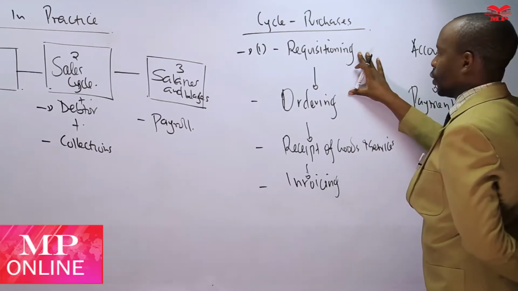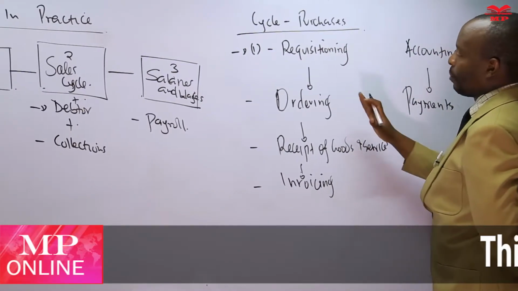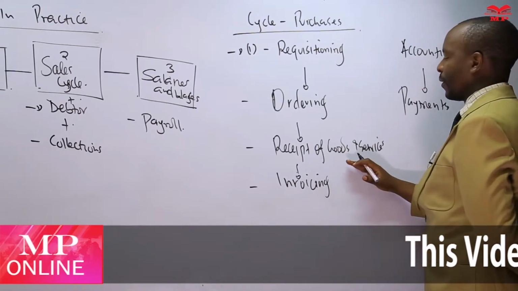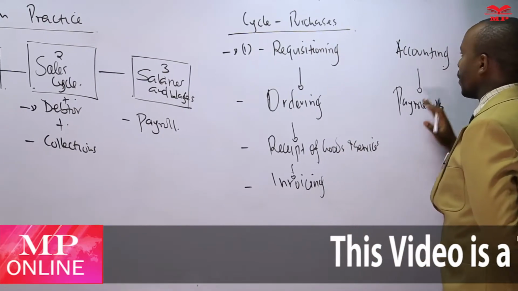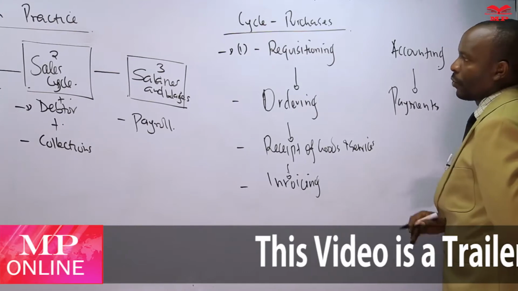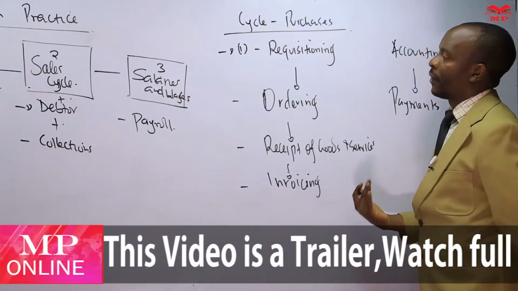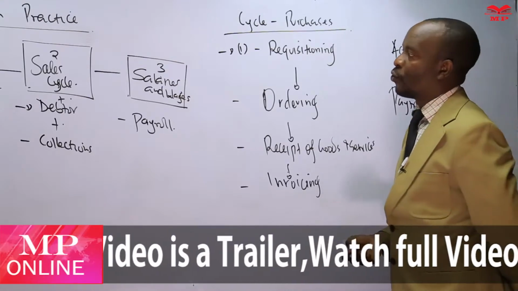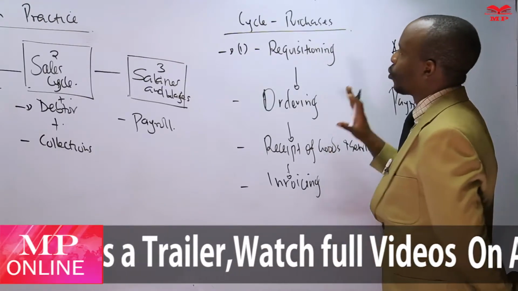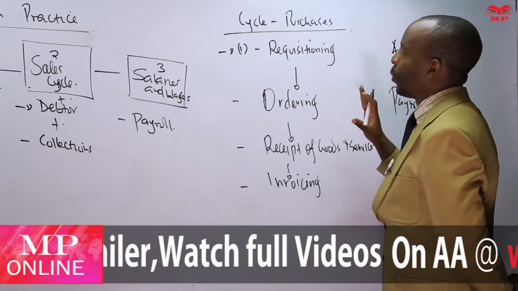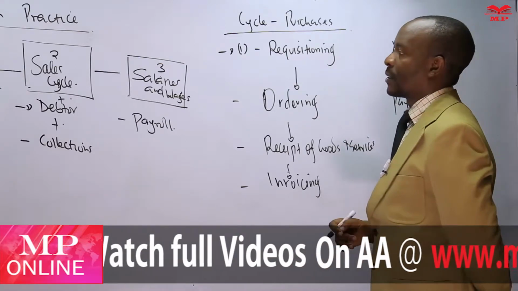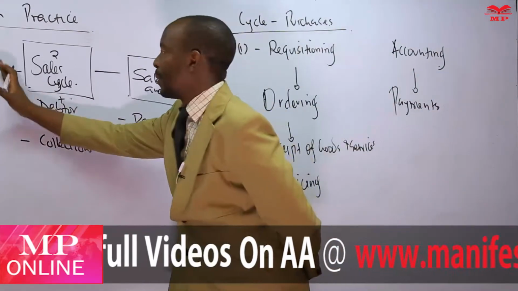So the purchases cycle has majorly 6 main activities. Once you place a requisition to the main person, he will make an order, and then they will receive the goods, we do the invoicing, then we do the accounting, and then we do the payment of those particular goods. Once you know these 6 activities, the next thing you need to do is to discuss now the objectives. What do we want to achieve when we're introducing the purchases cycle? So we are here in the purchases cycle.